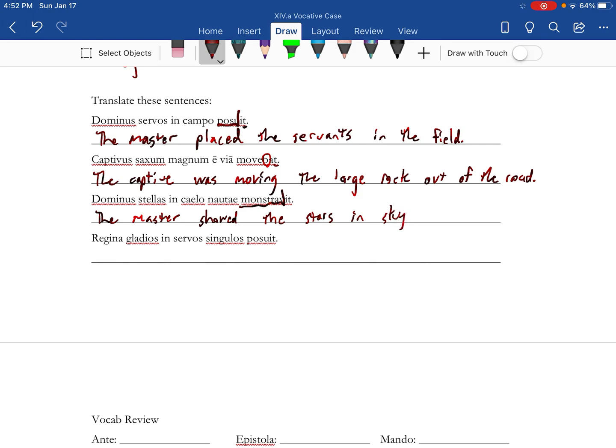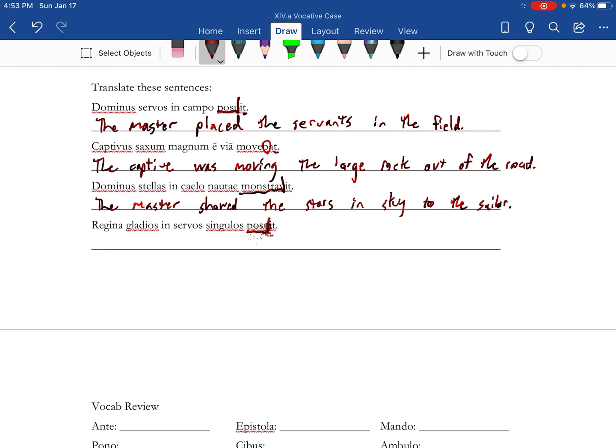And then nautae is one of those trigger words, the sailor doesn't own the sky. It's going to be dative, to the sailor. Posuit, again, third principal part. So the queen placed the swords into the servants' hands, one by one.